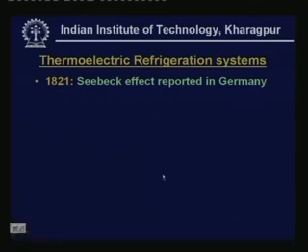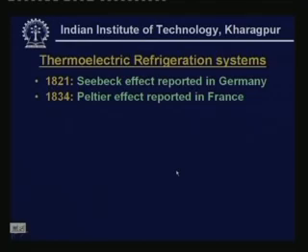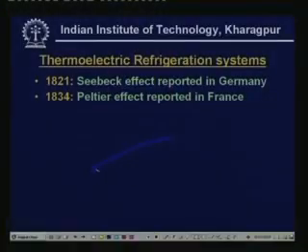Next, Peltier found an effect which is the reverse of the Seebeck effect. This happened in 1834. Let me explain what the Peltier effect is. You have seen the Seebeck effect, and let us look at the reverse, the Peltier effect. That means you again have two different materials, A and B, and now let us say that you are passing electrical current through this. You connect it to a battery and allow current to flow through this.